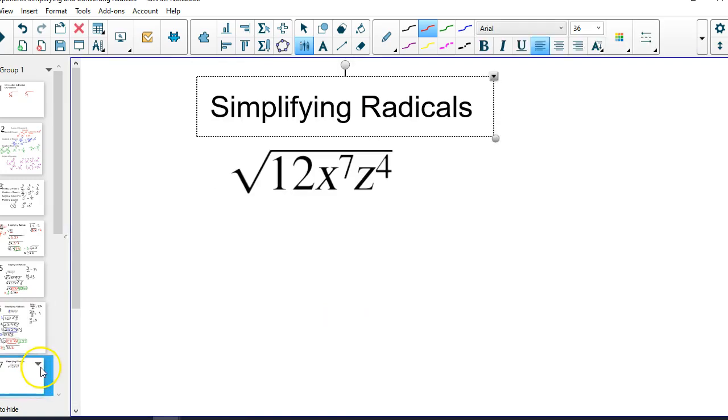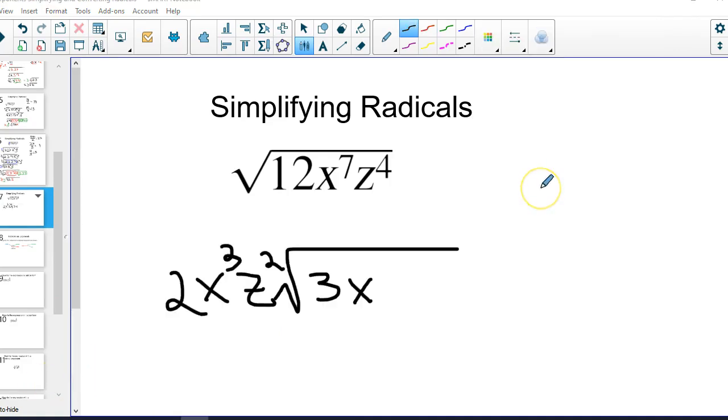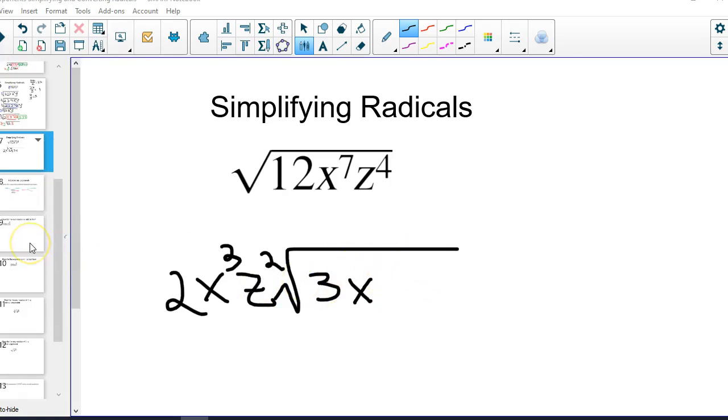I want you to take the next couple minutes to give this one a go. Try to simplify this square root. Okay, if we got a chance, this should simplify down to 2x cubed z squared times the square root of 3x. Okay.